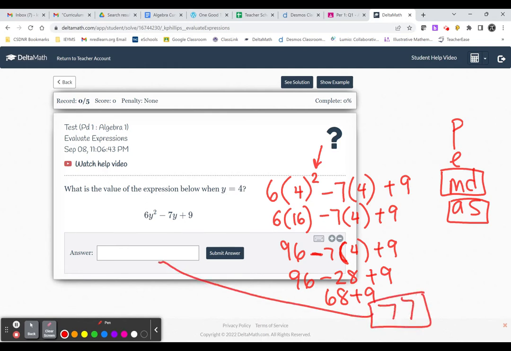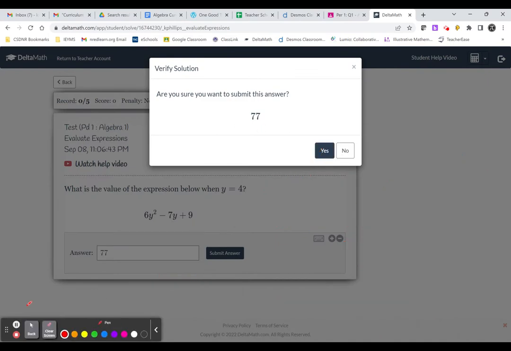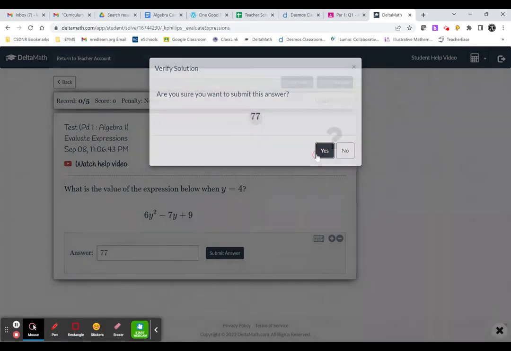This is what I'm going to type in that answer box. So I'm going to type a 77 in here now. I'm going to click submit. And it's going to ask me if 77 is the answer I want to submit. And yes, I do. And so I click yes.